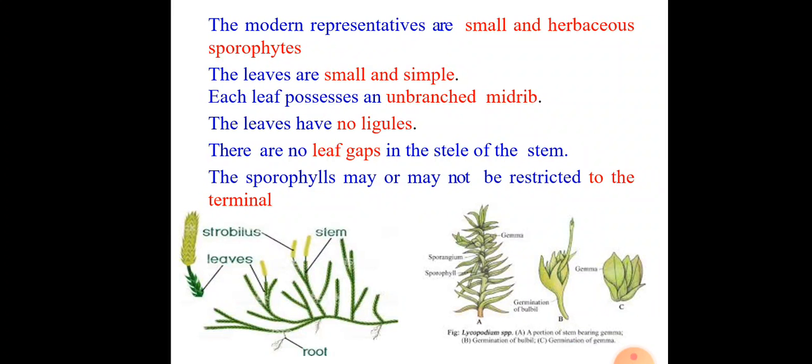Leaves are small and very simple, and each leaf possesses an unbranched midrib. Leaves have no ligules, and the plant has no leaf gap in the nodal region in the stelar organization. The sporophylls may or may not be restricted to the terminals. Here we can see the illustrations. What is a ligule? We can see the strobilus, and the branching and roots of this Lycopodium.